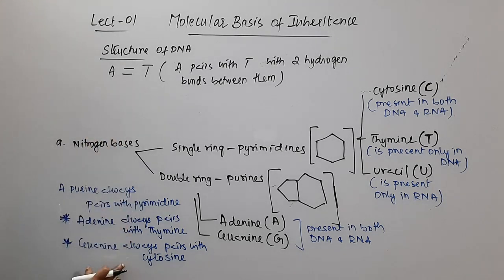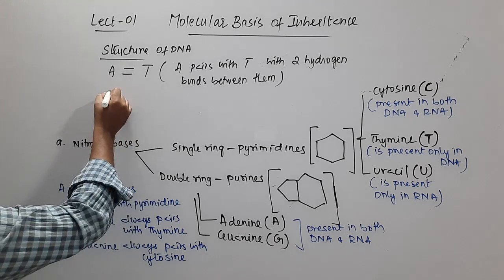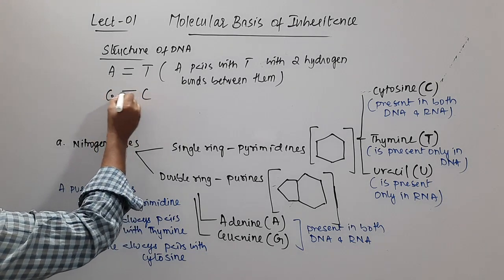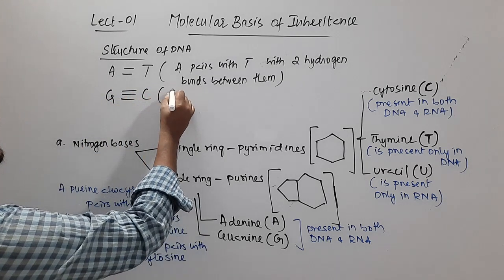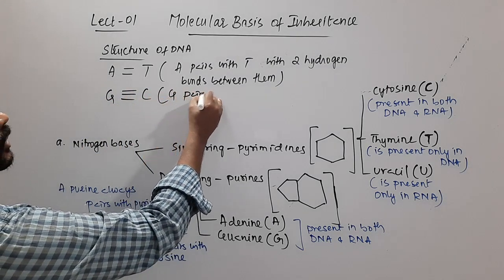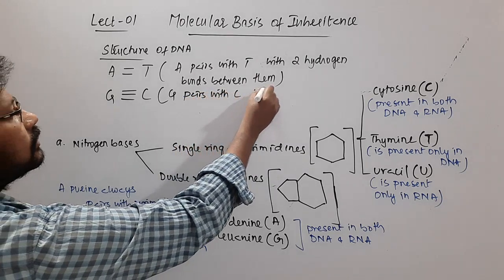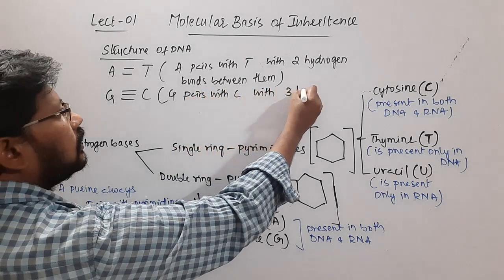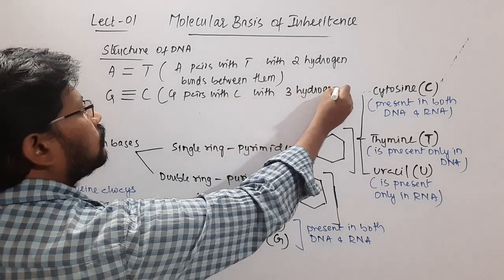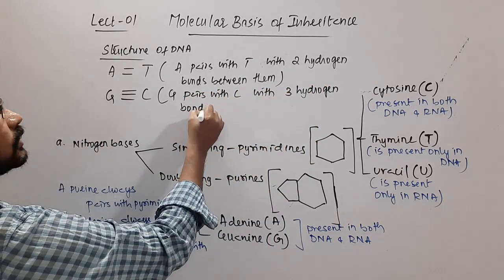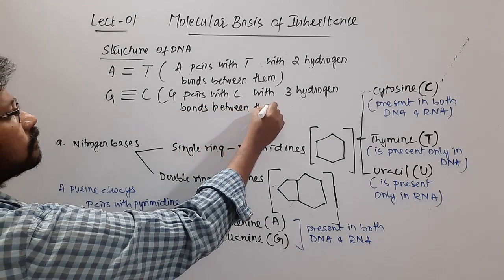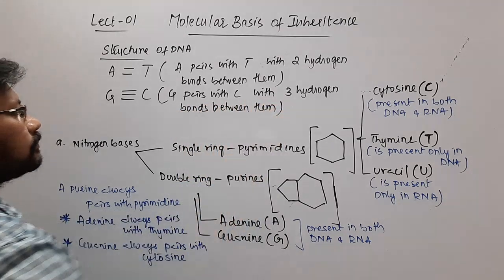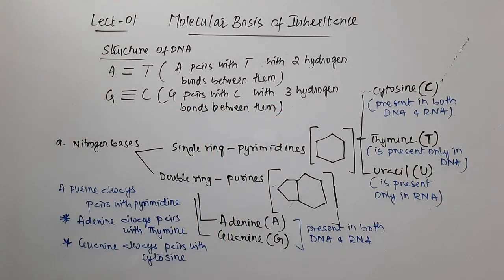Then coming to guanine, I told you it will pair with cytosine. In this case, there will be three hydrogen bonds. So guanine pairs with cytosine with three hydrogen bonds between them. Right. Hope it's clear.